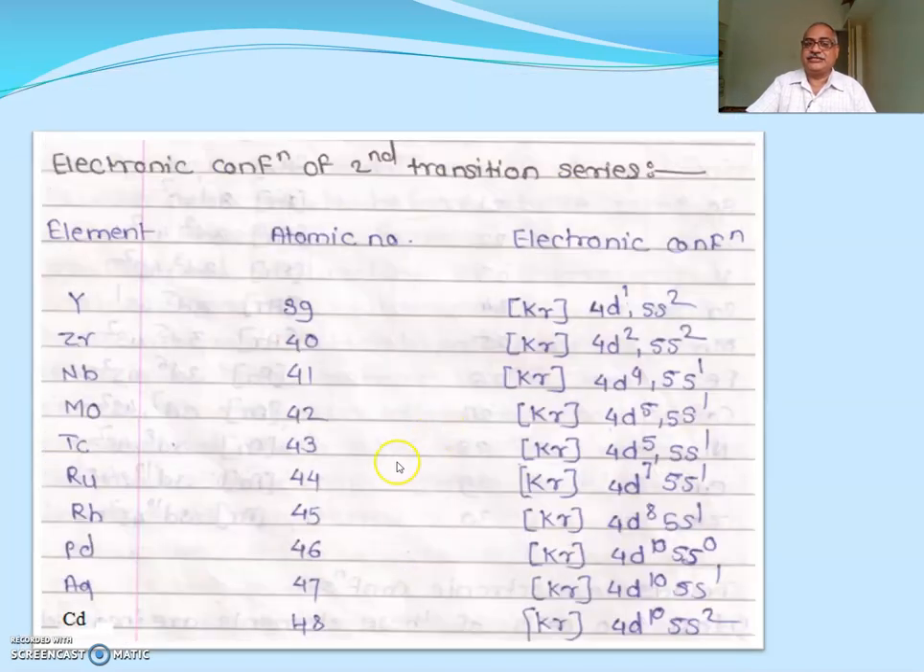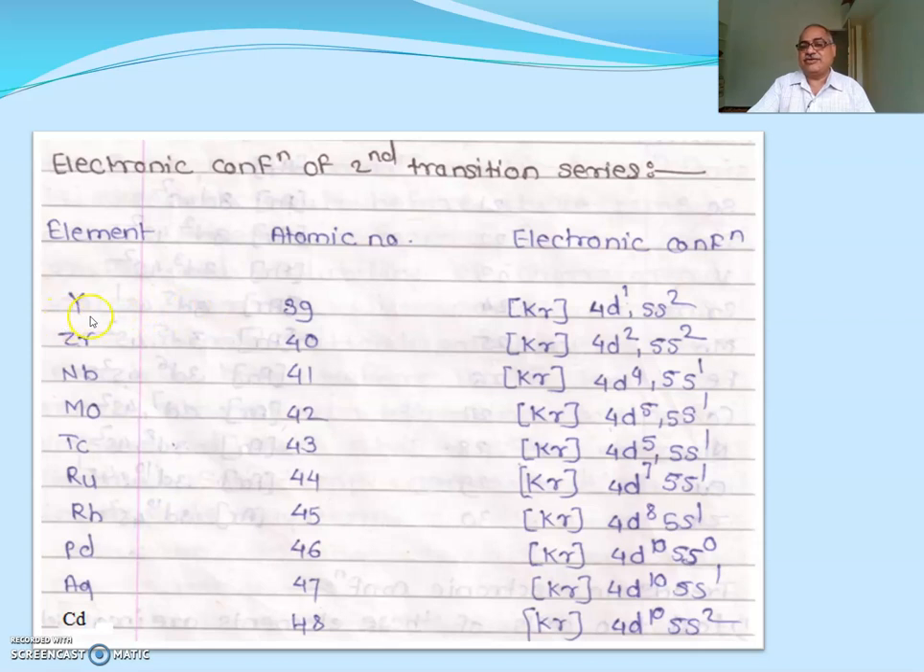And then next is the electronic configuration of the second transition series. The second series of elements is from yttrium to cadmium: yttrium, zirconium, niobium, molybdenum, technetium, ruthenium, rhodium, palladium, silver (argentum), and cadmium. The atomic numbers are from 39 to 48. Then we are going to see them one by one.